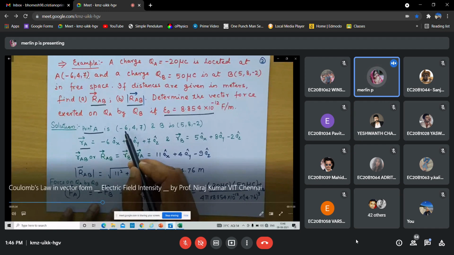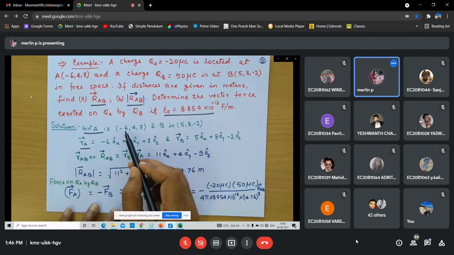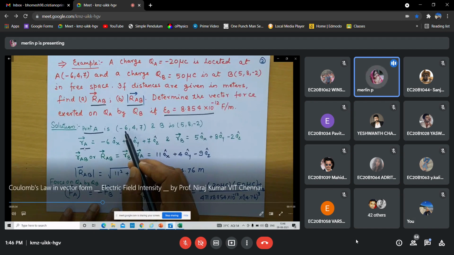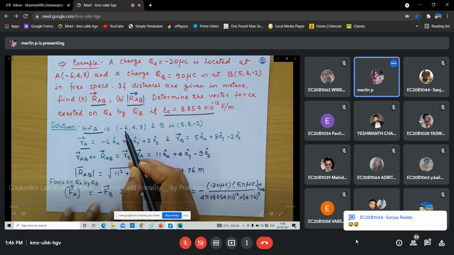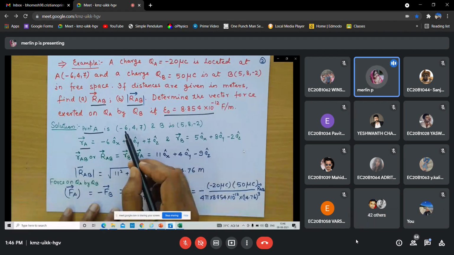You have to write these points in x, y and z form. So you write RA vector is equal to minus 6AX cap plus 4AY cap and 7AZ cap. Similarly, you have to write RB vector is equal to 5AX cap, 8AY cap, minus 2AZ cap. Can you understand? We should write in vector form. The given points we should convert into vector form. For that, we are writing like this. Can you understand till this?